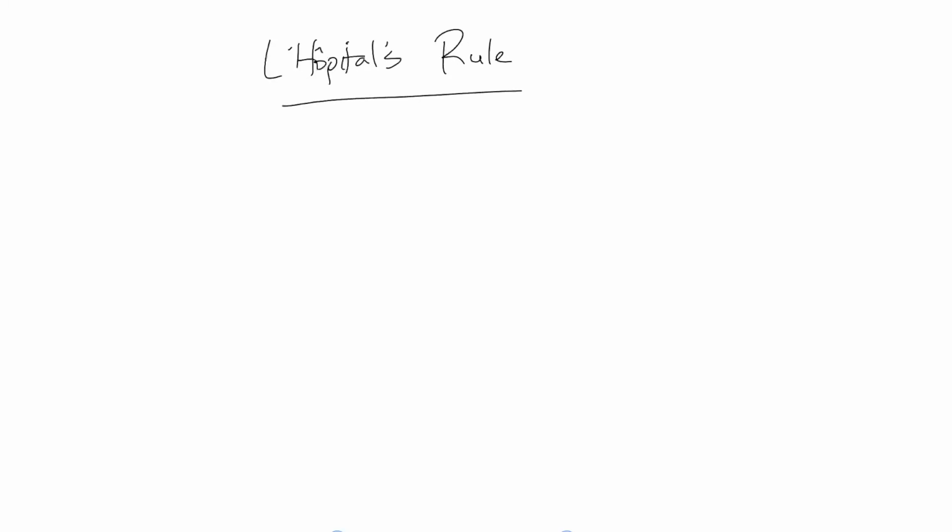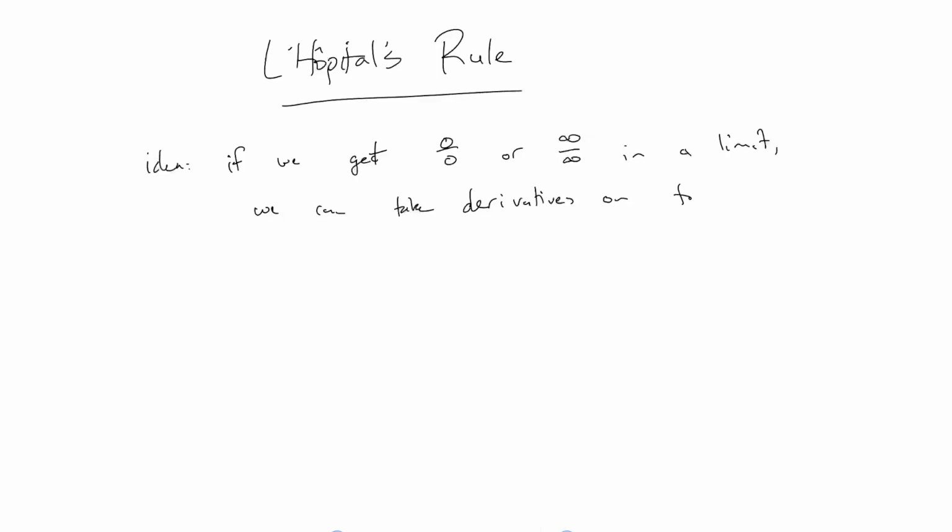We are discussing L'Hopital's rule. This is what we started talking about last time. Last time we did kind of easy ones, I guess. Today we're going to do some variations on the basic setup of L'Hopital's rule. But the idea is, if we get 0 over 0 or infinity over infinity in a limit, we can take derivatives on the top and the bottom. This is the basic idea of the L'Hopital rule.